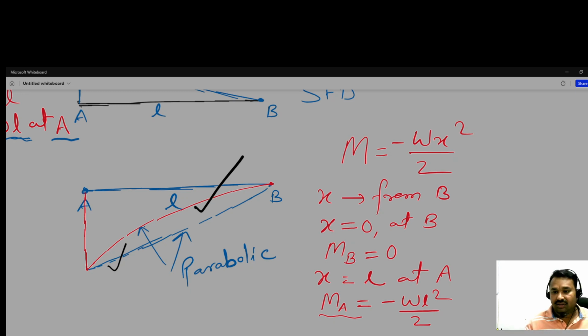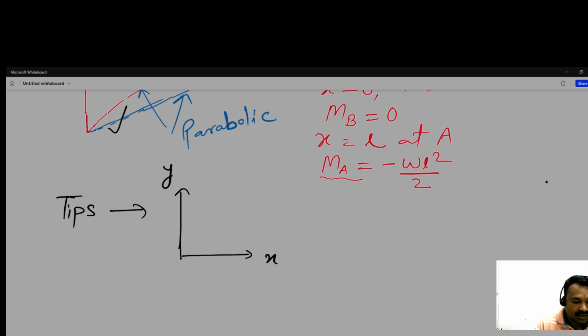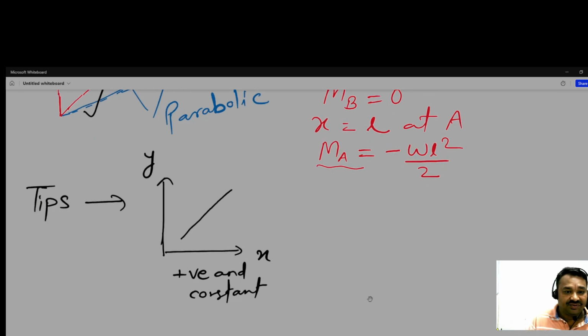So we have one trick, or you can say a tip. And what is this? Suppose this is x, y, and this one is positive and constant. Suppose the shear force is positive and constant.